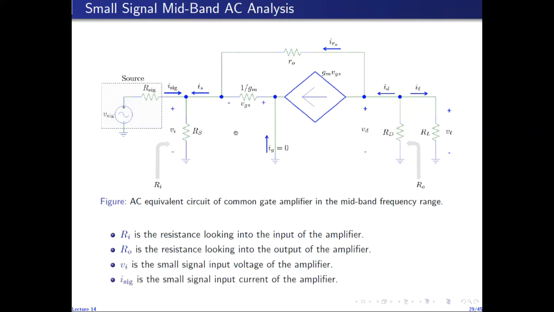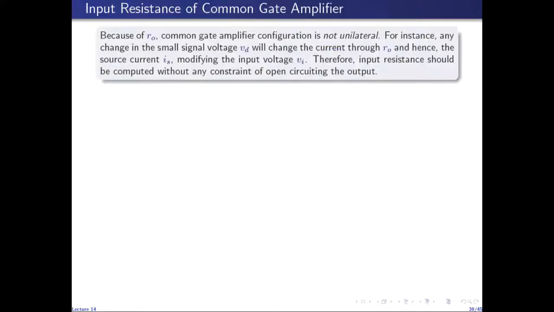This circuit is obtained by killing all the DC voltage sources and by replacing the coupling as well as the gate capacitor with short circuits. Doing so brings the gate to AC ground. This configuration is not unilateral.